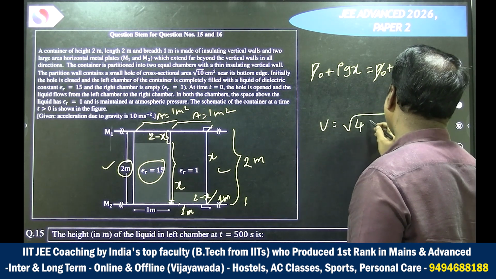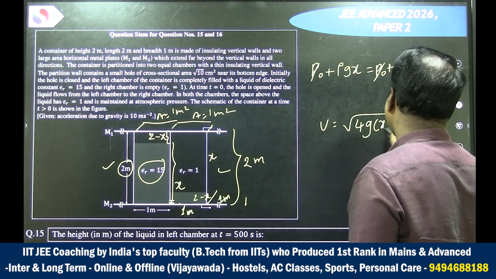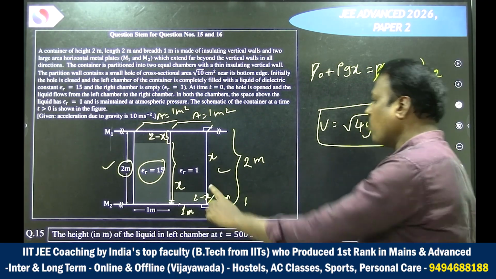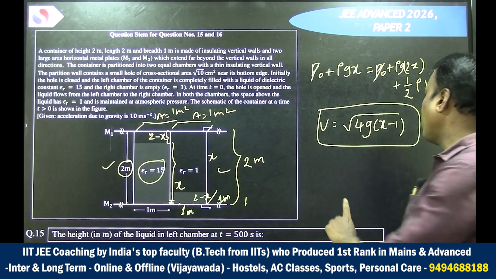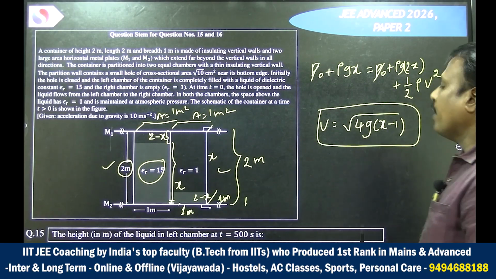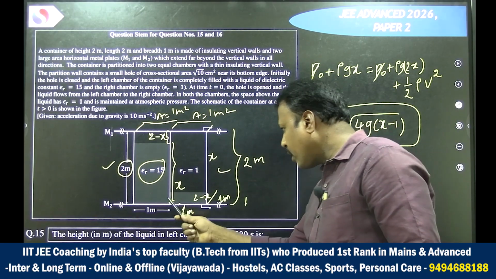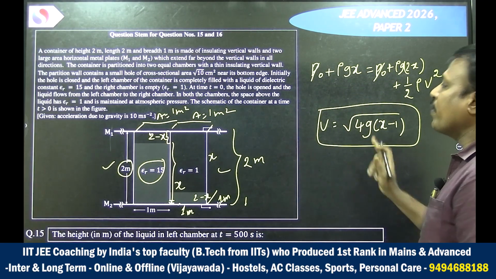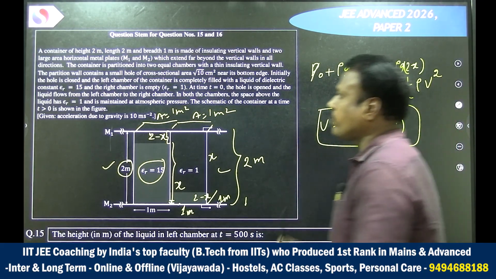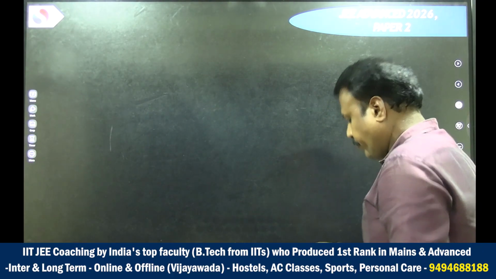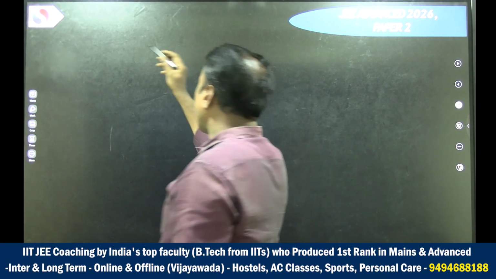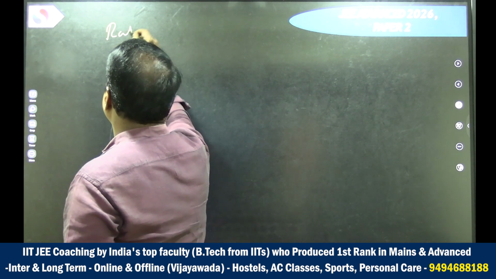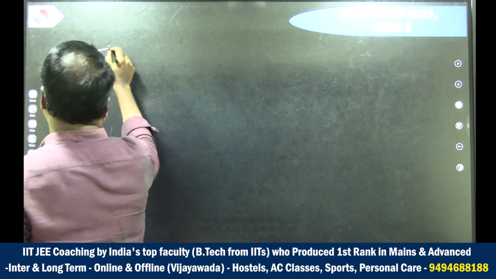You will get the velocity of liquid coming out of the hole as root 4g into x minus 1. Now, in order to find the height of the liquid at time t equal to 500 seconds, we need to extend this problem. To find the value of x, extend this problem and apply the rate of flow.